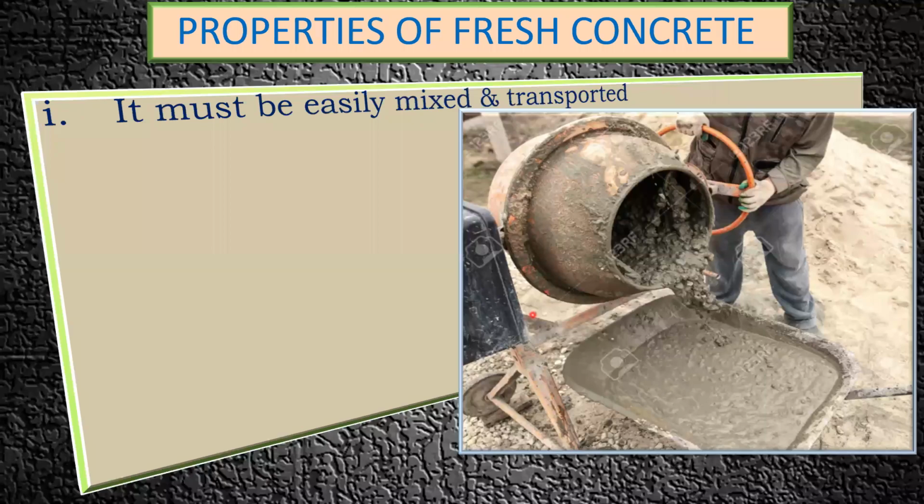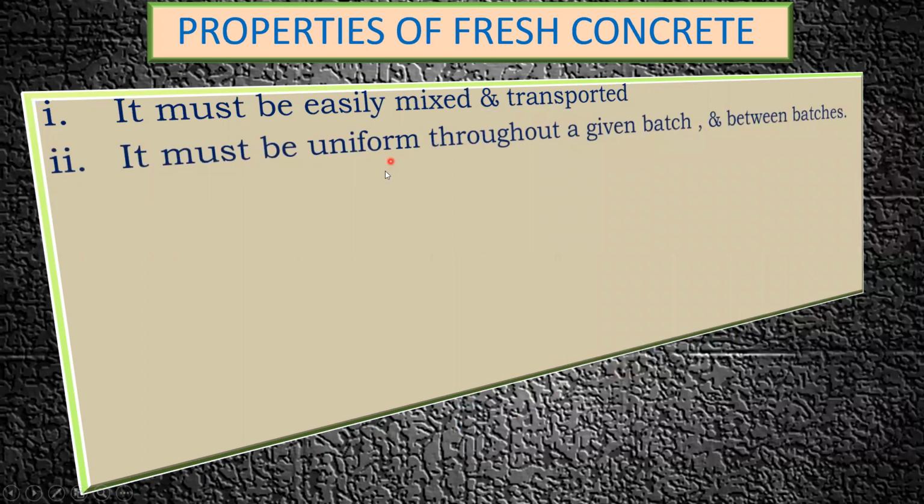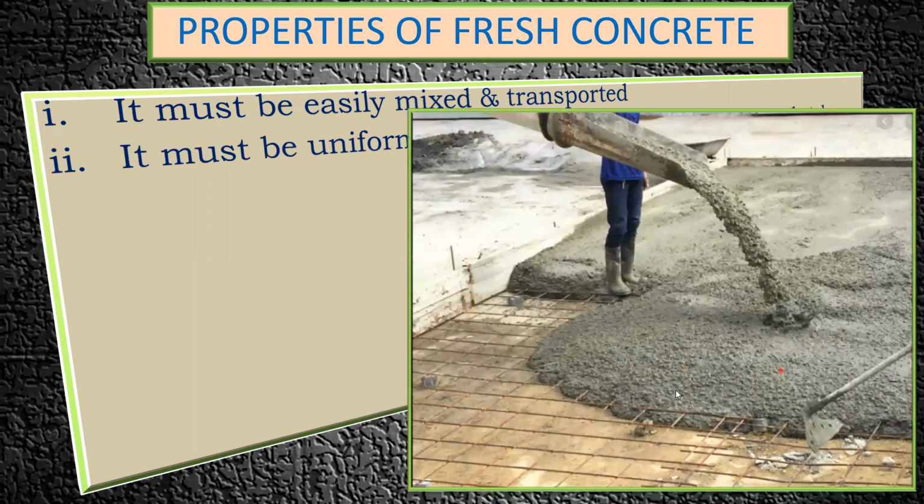So the second point is that it must be uniform throughout a given batch and between the batches, right? That means whenever you prepare a concrete, we try to prepare the concrete in batches. Let us say I want to prepare a concrete of some 10 cubic meters. At once I cannot prepare that because the capacity of a mixer is, let us say, 0.5 or 1 cubic meter. So I have to prepare them in batches. Every time you prepare them in batches, they should be uniform.